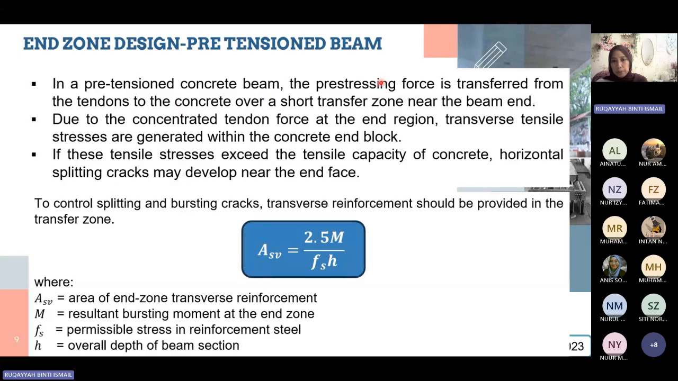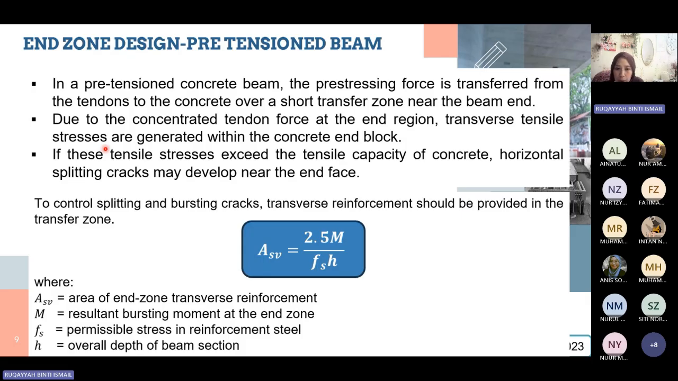So in a pretensioned concrete beam, the prestressing force is transferred from the tendon to the concrete over a short transfer zone near the beam end. Technically, due to the concentrated tendon force at the end region, transverse tensile stresses are generated within the concrete end block. Therefore, if this tensile stress exceeds the tensile capacity of the concrete, cracks will appear. Splitting may develop, so it will occur. You want to avoid this crack from appearing.